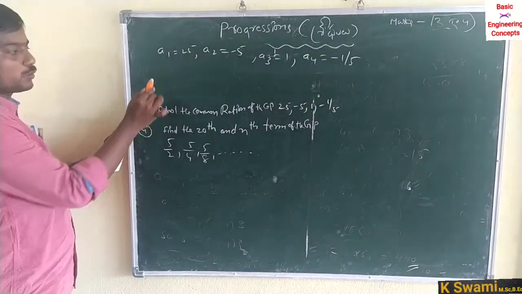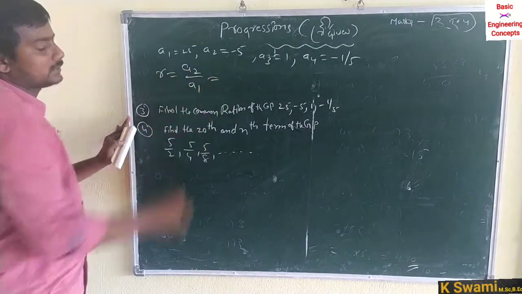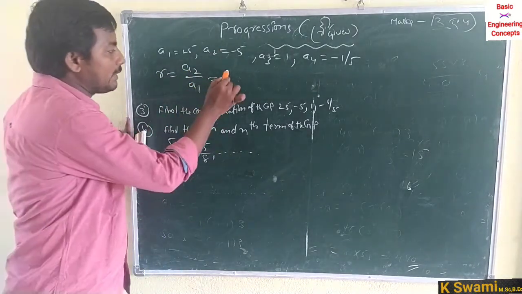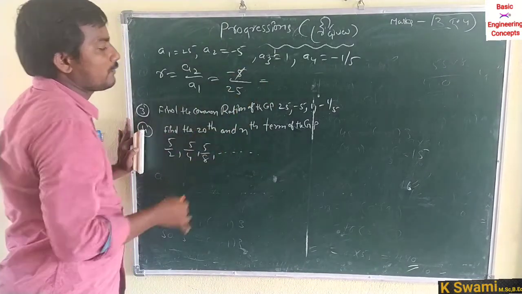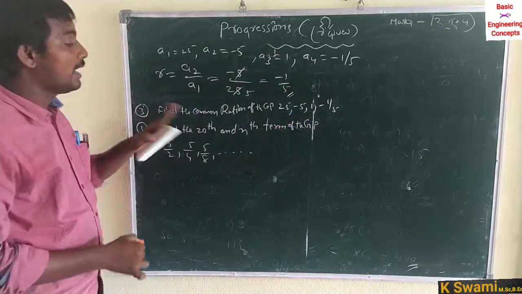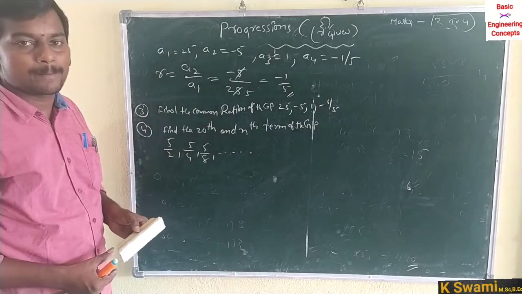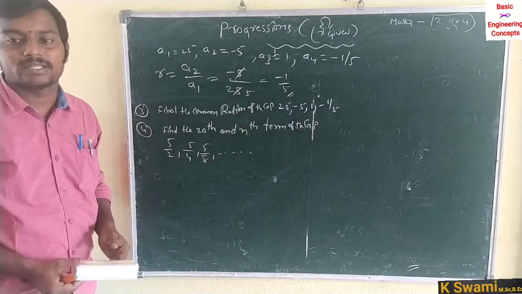The common ratio r is equal to A2 by A1. A2 means minus 5, A1 is 25. 5 1s are 5, 5 5s are 25. Minus 1 by 5 is the required common ratio. సామాన్య నిష్పత్తి ఏమవుతుందంటే -1/5 అవుతుంది.